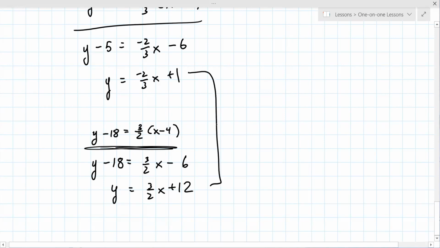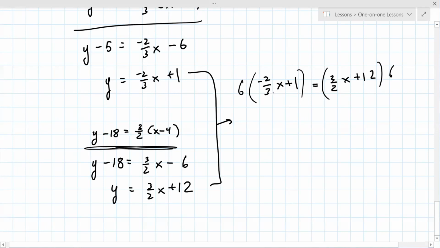All right, so I'll do that over here. It's minus 2/3 x plus 1 equals 3/2 x plus 12. I'm going to multiply both of these by 6 because that's the common denominator between 3 and 2. So that gives me minus 4x plus 6 equals 9x plus 72. And I'm going to subtract 9x from both sides. I'm going to get minus 13x, subtract 6 from both sides.